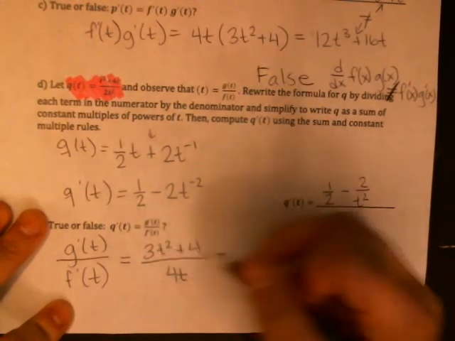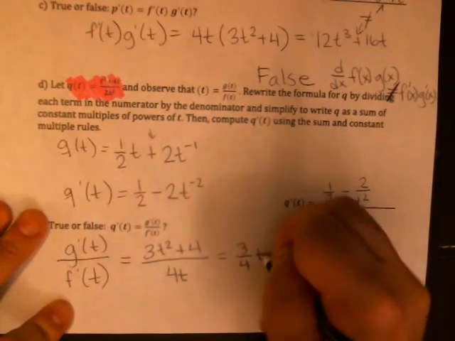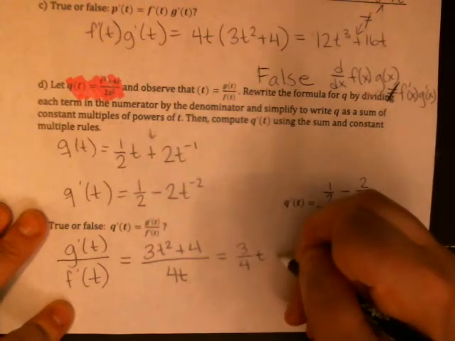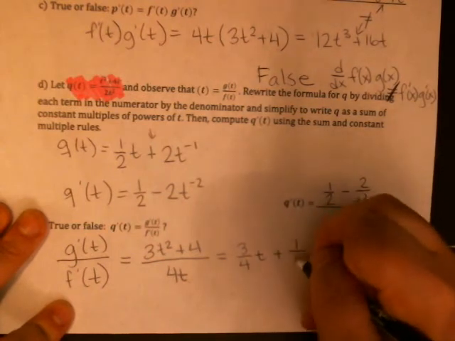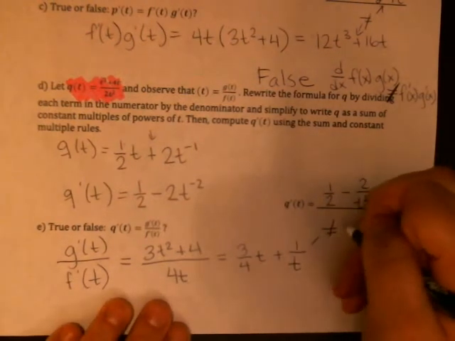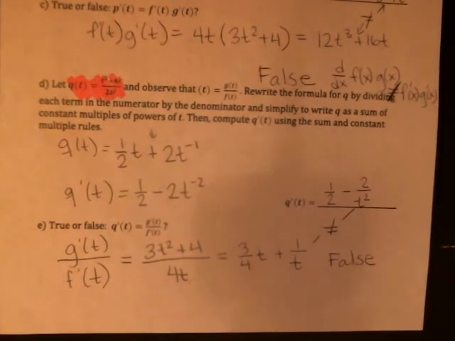So when we divide the 4t in, we get a 3/4 and a t cancels, so 3/4 t. And then 4 over 4t, the 4's will cancel, and we'll just have a 1 over t, which again is absolutely not equal to what we got when we rewrote the function and took its derivative using rules that we know work.